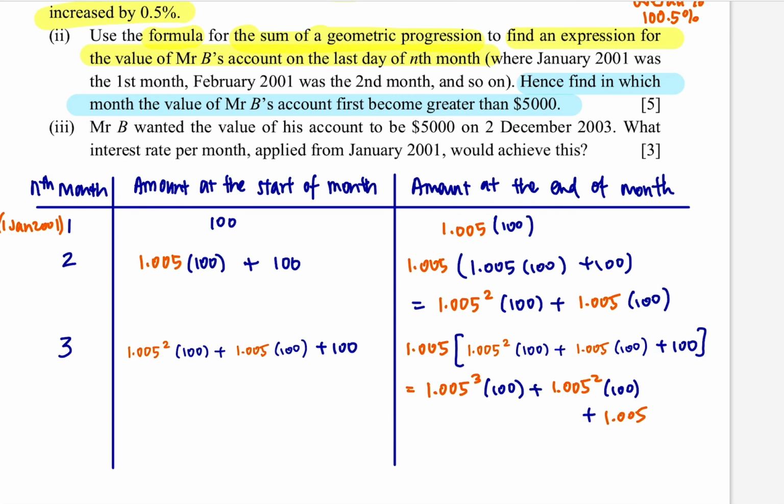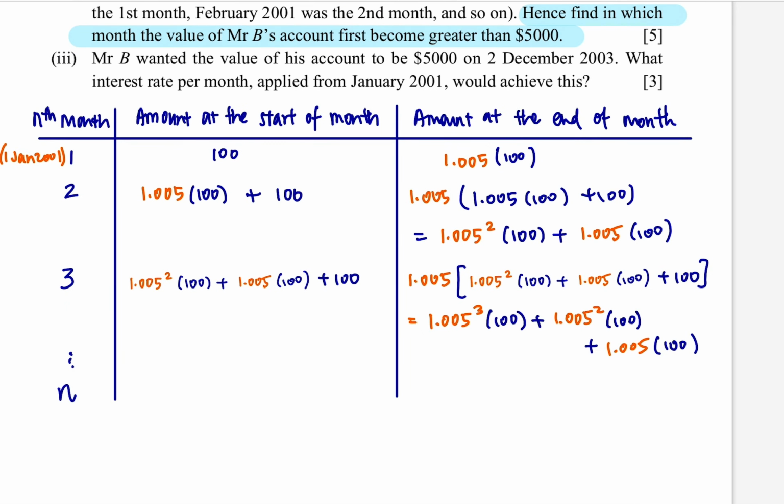How many do I write, right? You write until you can observe a pattern so that you can tell me what happens at the end. Okay, so at the start of the nth month, I can say that this is 1.005 to the power of... Now notice that when it's 1, there's none, right? When it's 2, then this is power 1. When it's 3, power 2. And then the power just keeps decreasing. So you should know that this is power n minus 1. And then the power keeps dropping by 1 unit.